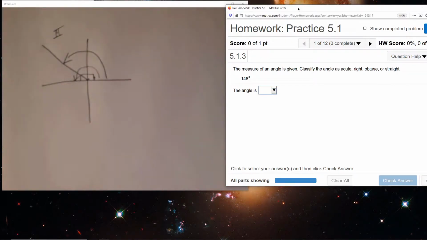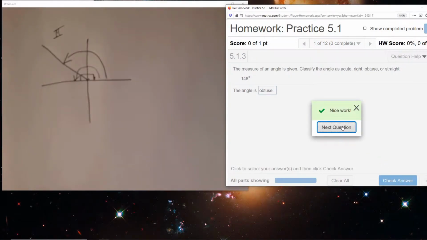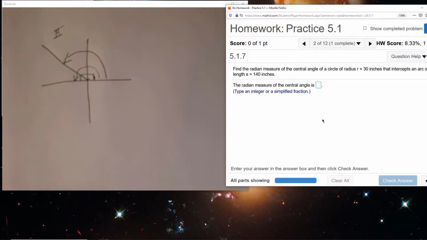And that is an obtuse. Now, of course, obtuse is between 90 and 180, so you could have just answered it like that. But I do want to try to draw some graphs out. So let's check out the next one.